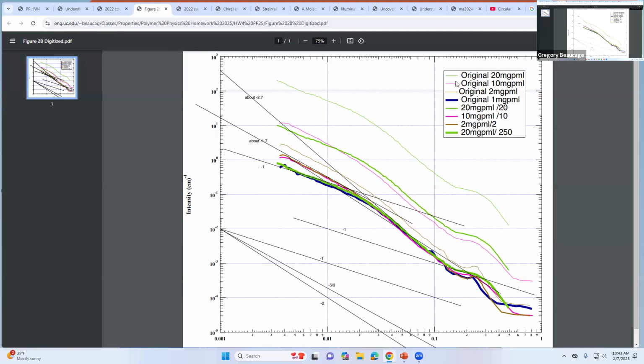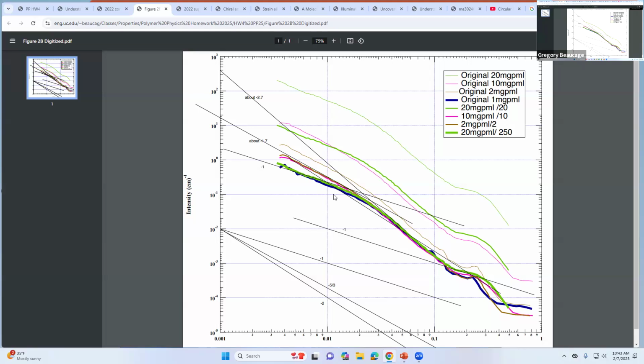So the thin ones are the original curves. As you increase the concentration, it goes up. So you divide by concentration. So 10 by 10 takes it from this purple to that bold purple, right? So it's almost right on the 1%. And then 2 by 2 goes from that brown curve, and then it falls right on top of the 1%. The brown is right there, you can't see it because it's right on top of the blue, which is the 1%.